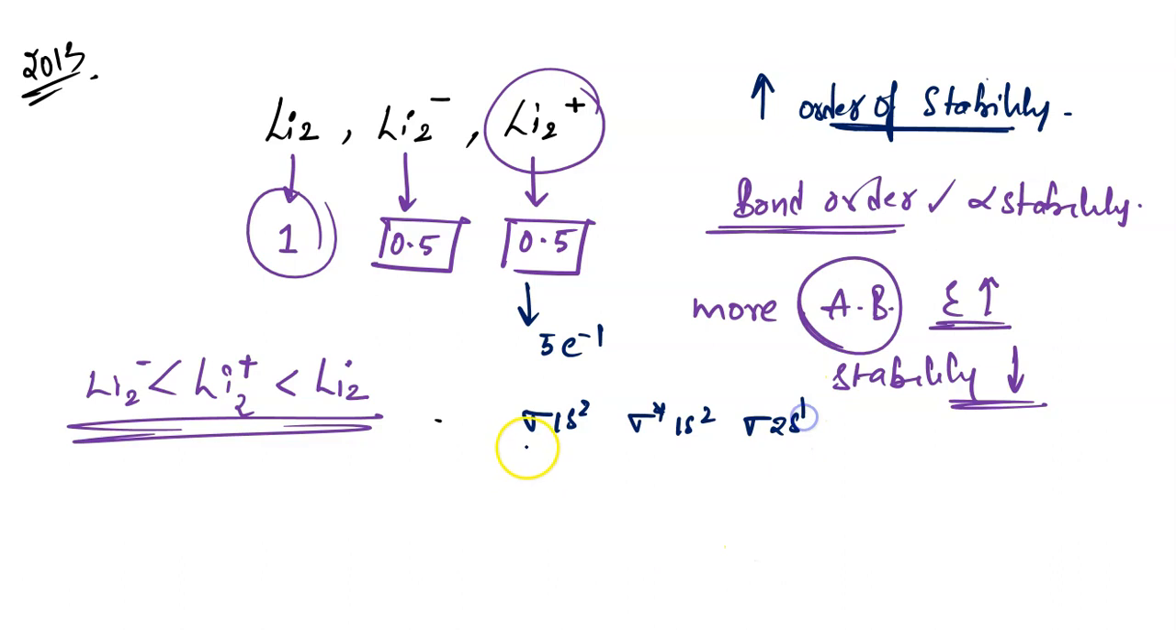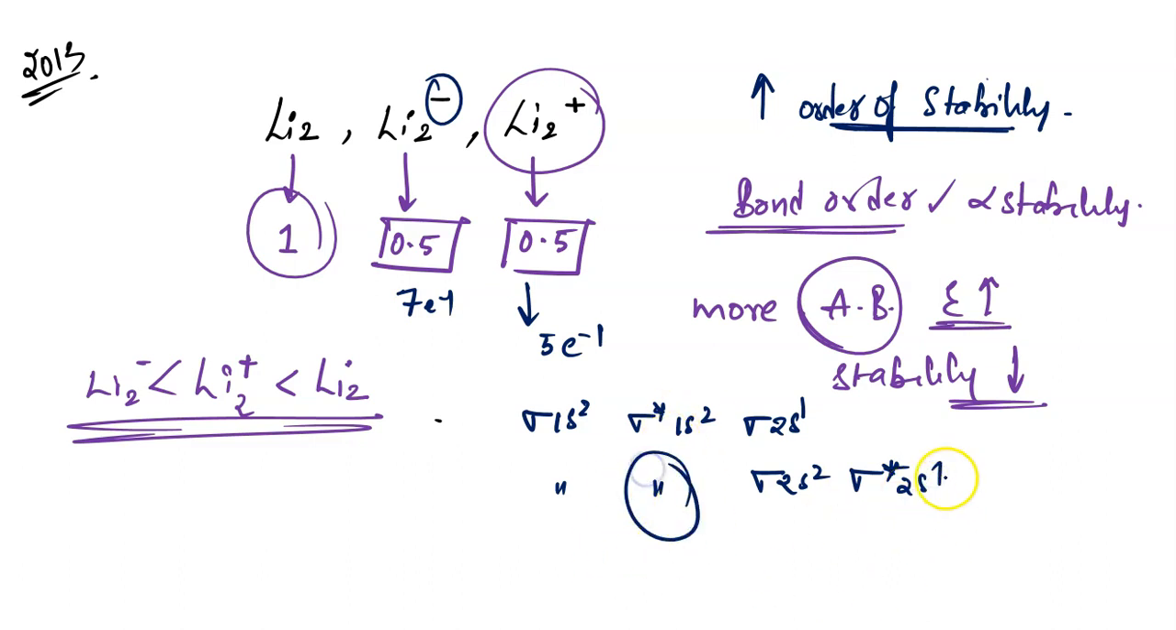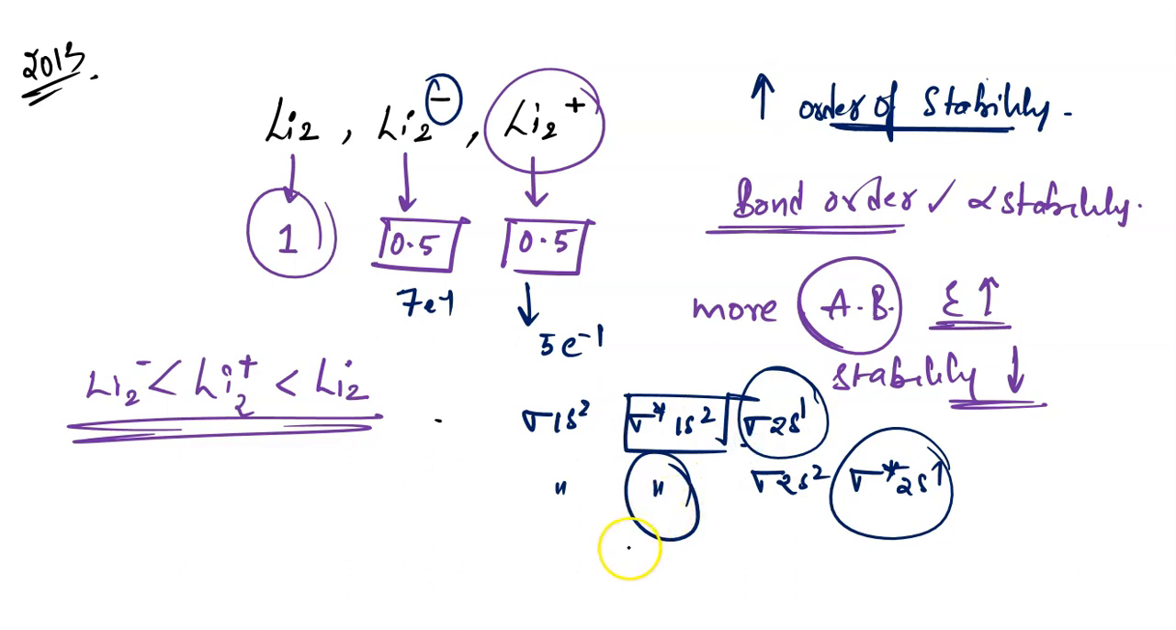Correct? And now, when you look at the configuration of Li2 minus, 6 plus 1, 7 electrons it has. One minus charge is there, right? So one extra electron, and that means it will have a configuration of sigma 1s2, sigma star 1s2, sigma 2s2, that means 6 electrons are over, and sigma star 2s1, which means it has 2 plus 1, totally 3 antibonding electrons, whereas Li2 plus has only 2 antibonding electrons here. Done? More number of antibonding electrons, less is the stability. Cool everyone? Did you all understand this?